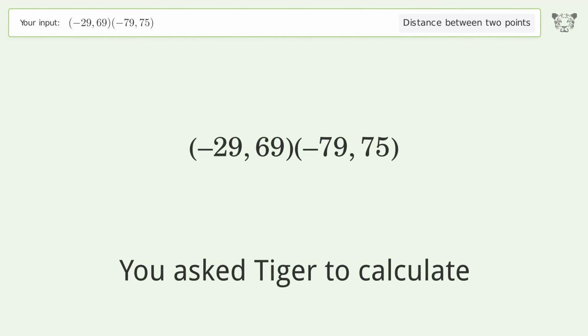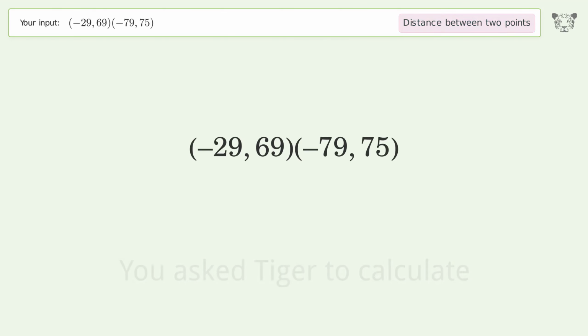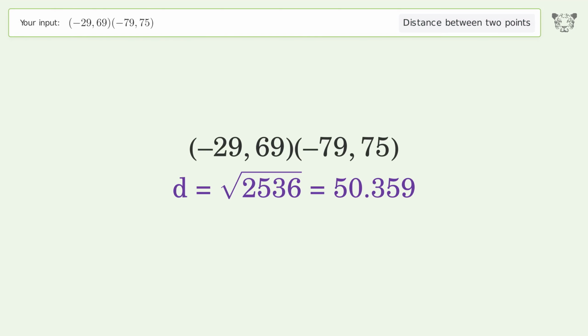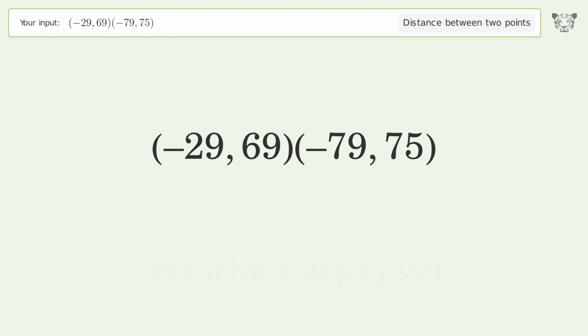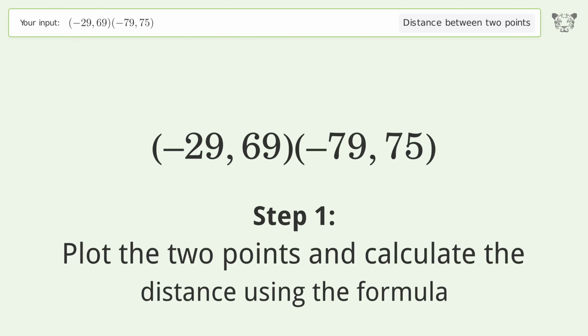You ask Tiger to calculate. This deals with the distance between 2 points. The distance between the 2 points is the square root of 2,536, or 50.359. Let's solve it step by step. Plot the 2 points and calculate the distance using the formula.